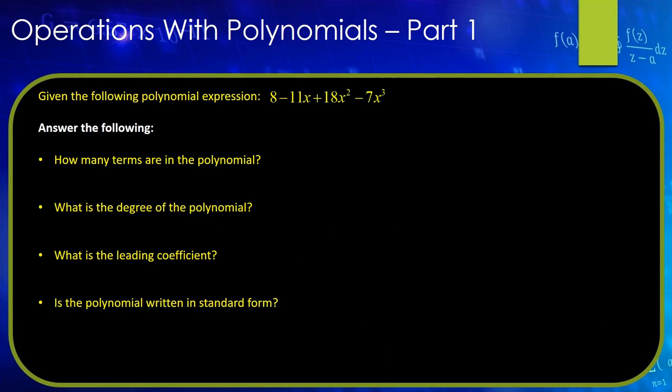So in this one here, you're given the following polynomial expression: 8 minus 11x plus 18x squared minus 7x cubed. So answer these 4 questions here, and we'll get back to it.